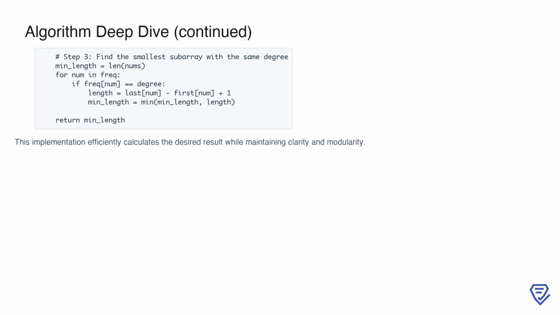To do this, we iterate through the elements in the frequency dictionary. For each element whose frequency matches the degree, we calculate the length of its subarray using the formula last[element] - first[element] + 1. By comparing this length with the current minimum, we update the minimum length whenever a smaller subarray is found. After evaluating all relevant elements, the function returns the minimum length, which is the desired result. This implementation maintains clarity and modularity while achieving optimal performance. By combining efficient data structures, a streamlined traversal, and careful consideration of edge cases, the algorithm ensures correctness and handles input arrays of varying sizes effectively.